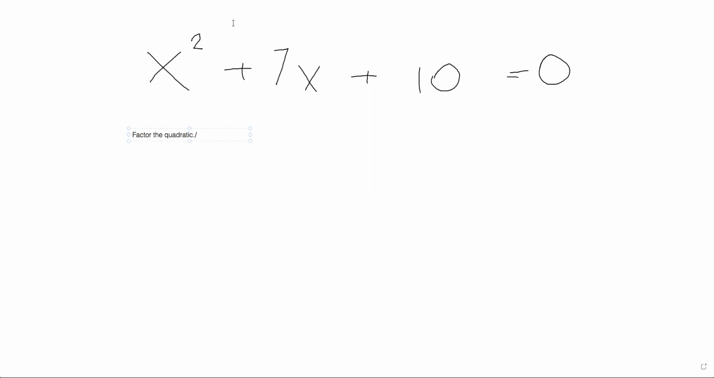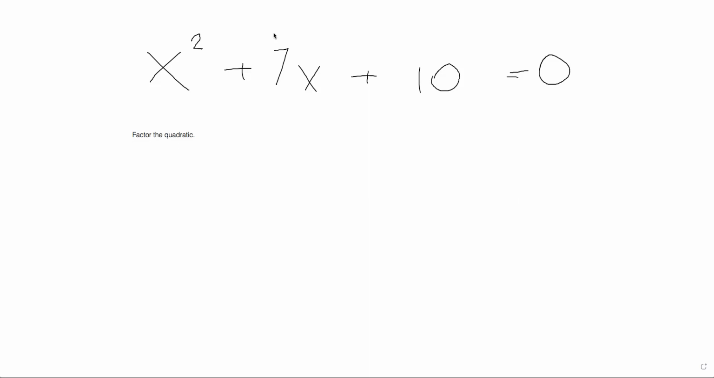So we want to factor this quadratic. I can't talk tonight, apparently. We want to factor this quadratic. X squared plus 7x plus 10 has a degree of 2. Therefore, it is a quadratic, and we want to factor that quadratic ultimately because it makes it much, much easier to solve. It is a shortcut.